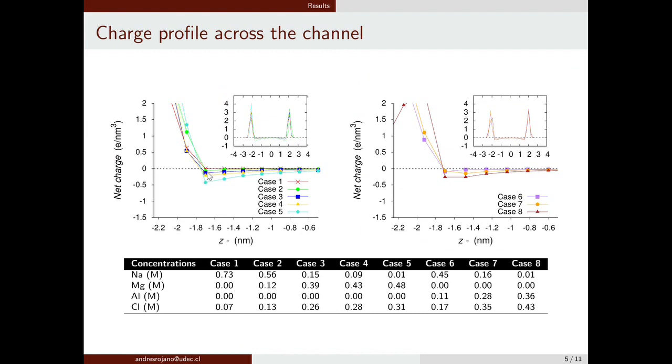As can be seen, for cases 2 to 8, there is an area where the nominal charge is reversed. Therefore, we can determine that charge inversion is occurring for these cases. And as we see, as the share of the multivalent counterion increases in the solution, so does the magnitude of the inverted charge, depicted by the area where the nominal charge is reversed.